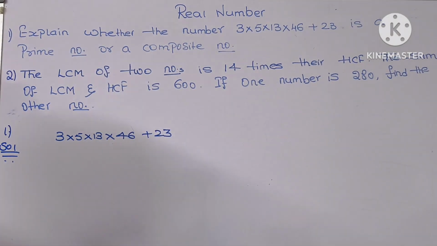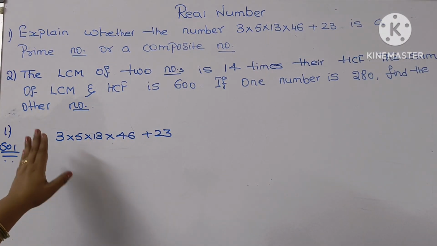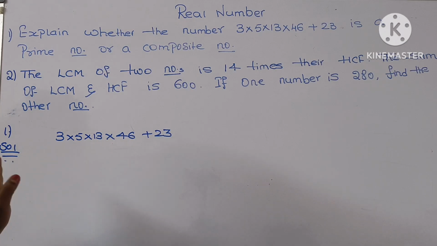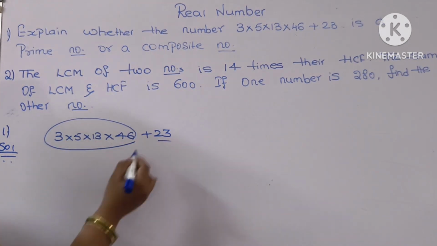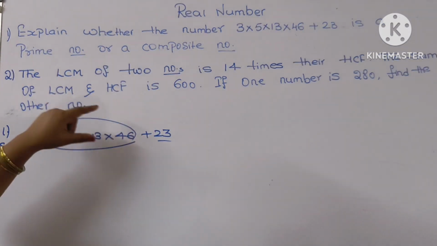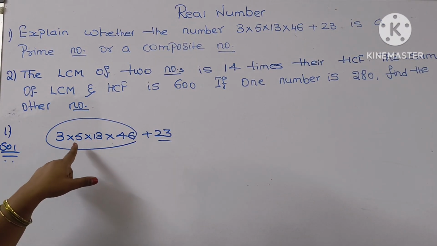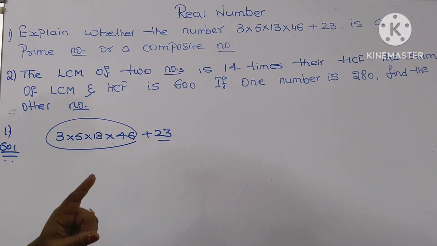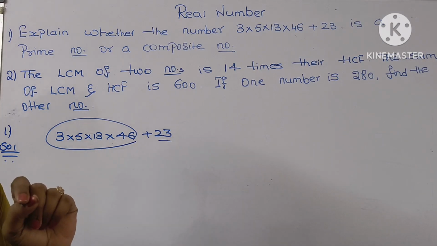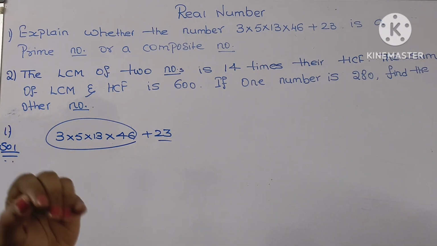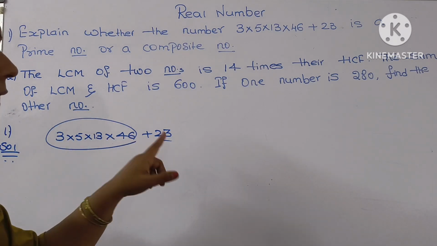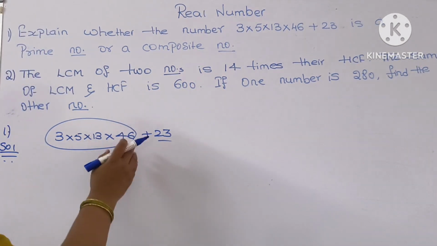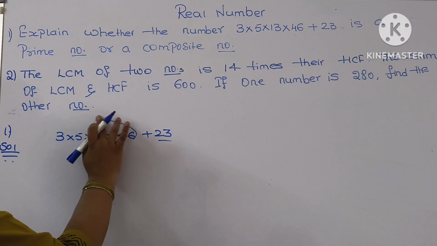The first thing to check in this kind of sum is how many terms there are. There are two terms. All these numbers make one term, because we have only multiplications involved, and this becomes the second term. Whenever there is only multiplication or division involved, the number becomes a single term. So we have two terms in these numbers.